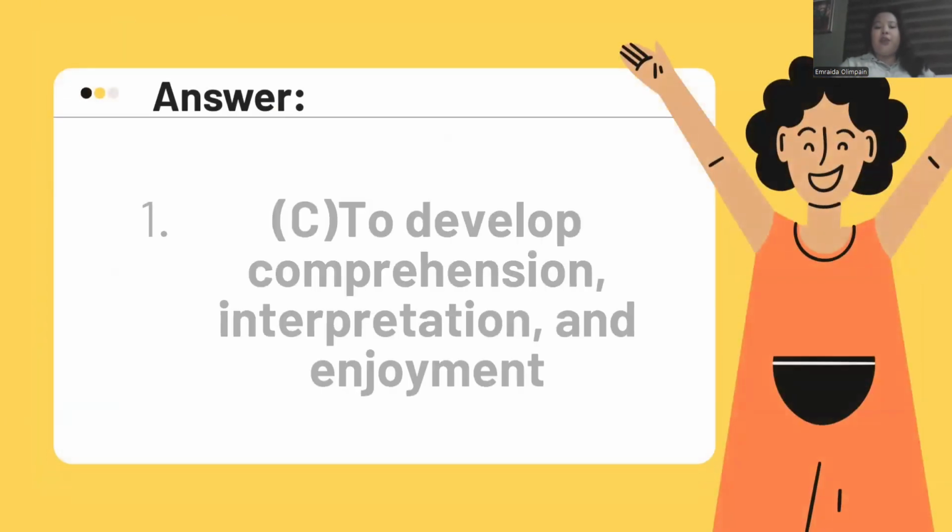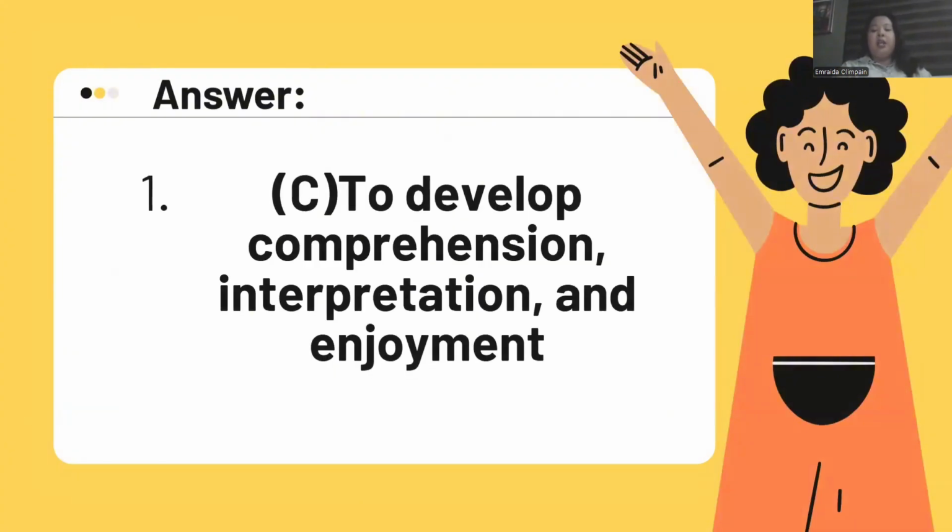So the answer for this question is letter C. To develop comprehension, interpretation, and enjoyment. Answer for this one is letter C because the educational purpose includes developing comprehension, interpretation, and enjoyment, not just the cognitive skills of the learner or the student.